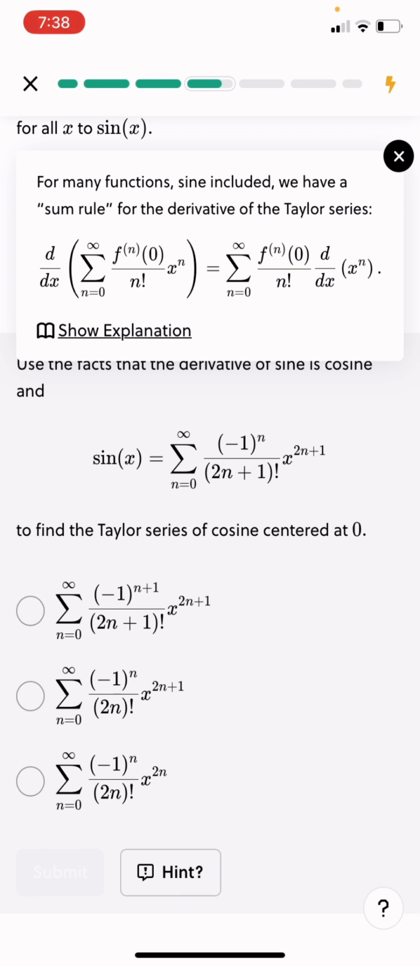For many functions, sine included, we have a sum rule for the derivative of the Taylor series. As we can see by this giant equation, the derivative of x equals almost what we're currently seeing now, but this is more simplified. So it'd be centered at 0.